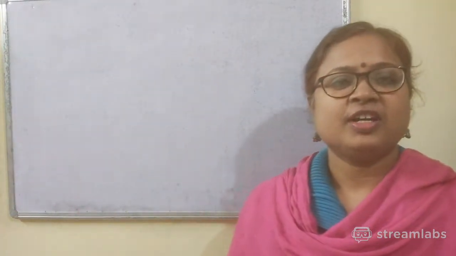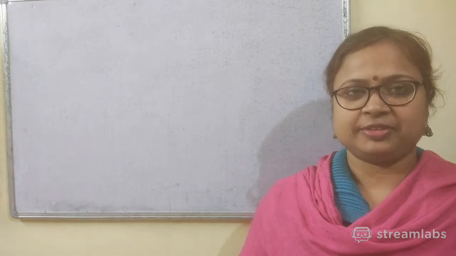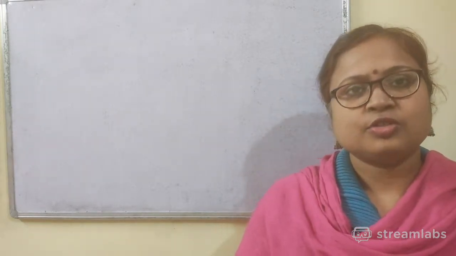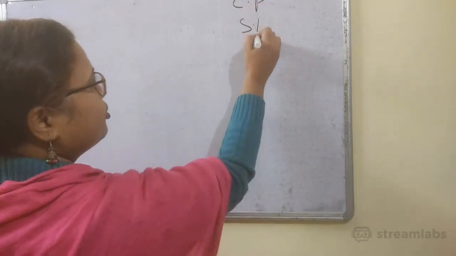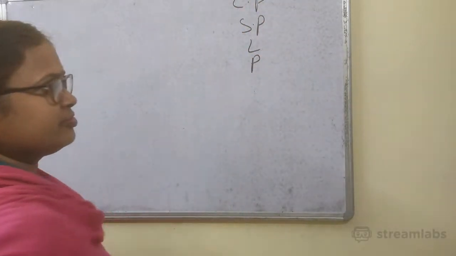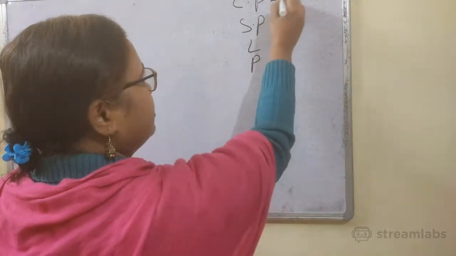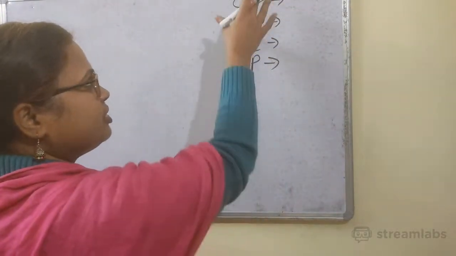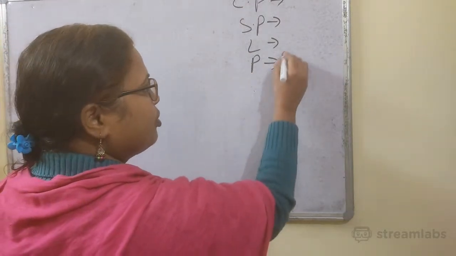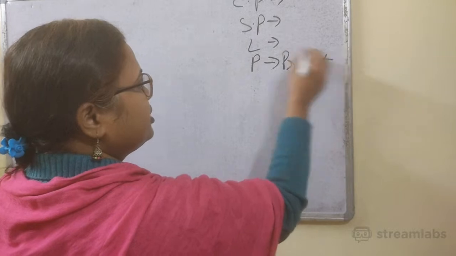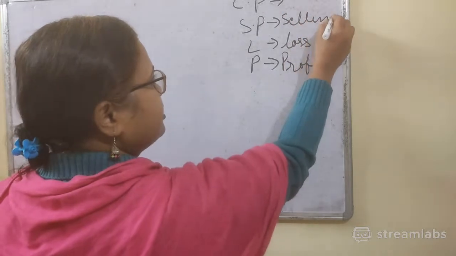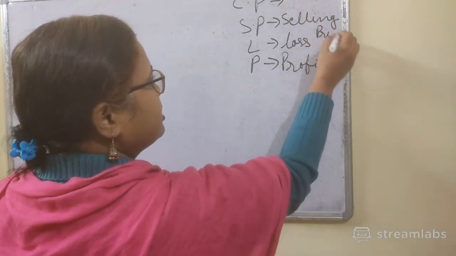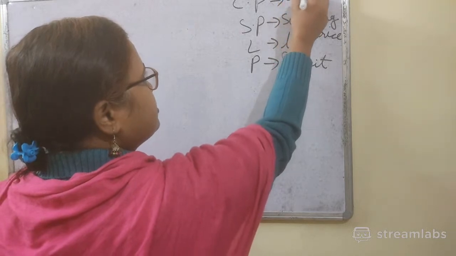Good morning, students. So today we will start the new chapter. Clear? That is profit and loss. You must have seen these terms in the book or in the copy, or in other books and copies like this. P means profit. L means loss. SP means selling price. Get familiar with this. And CP means cost price.